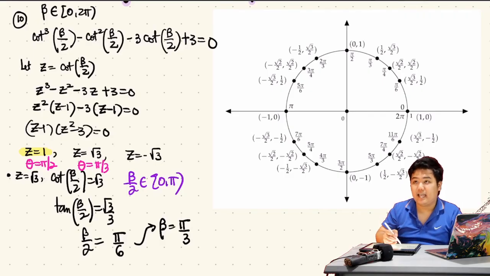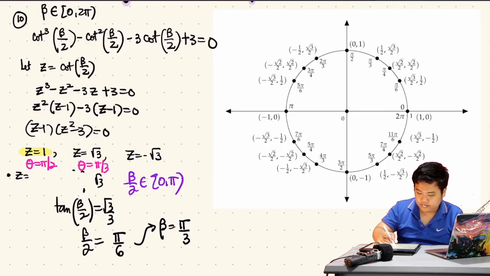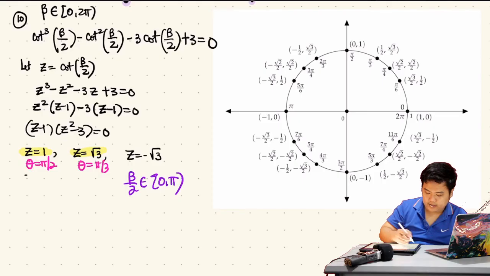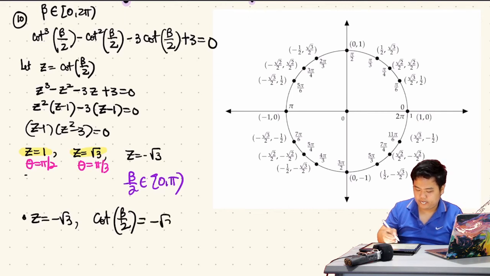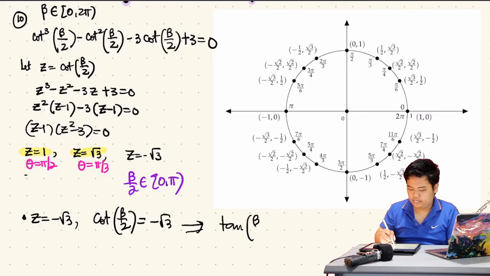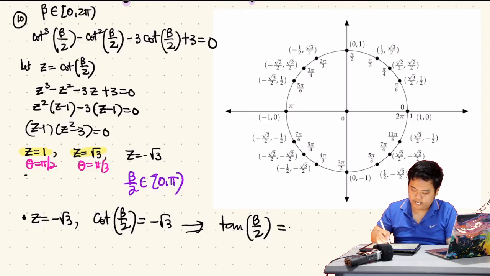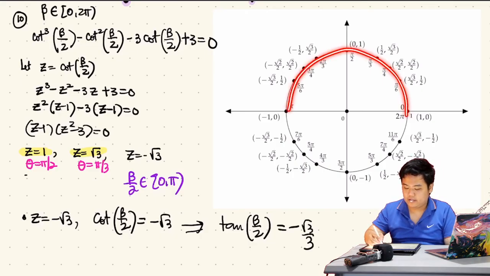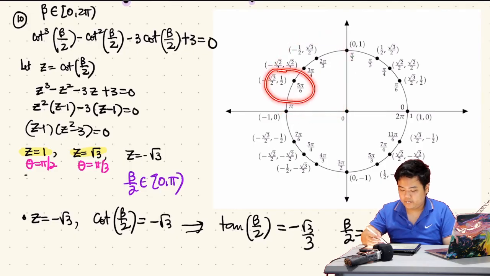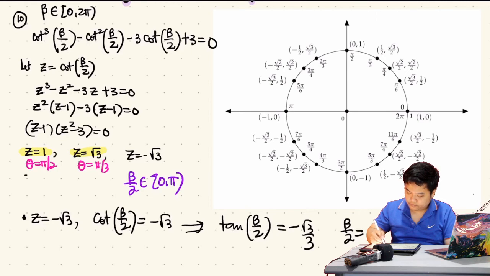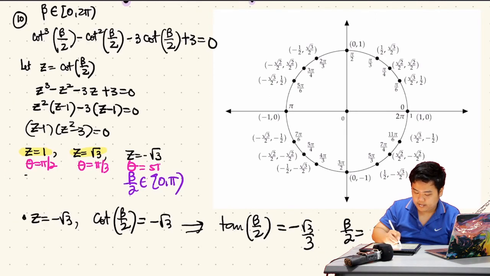So, next naman. Yung last case, when z is negative square root of 3. So, tapos na tayo sa case na to. So, when z is equal to negative square root of 3, cotangent beta over 2 is negative square root of 3, which means tangent beta over 2, reciprocal of this, is negative square root of 3 over 3. At sa unit circle na kalahati, kasi 0 to pi lang, ang beta over 2 ay sino yung mga over 6 dyan? Tapos negative si tangent na second quadrant lang tayo. 5 pi over 6.